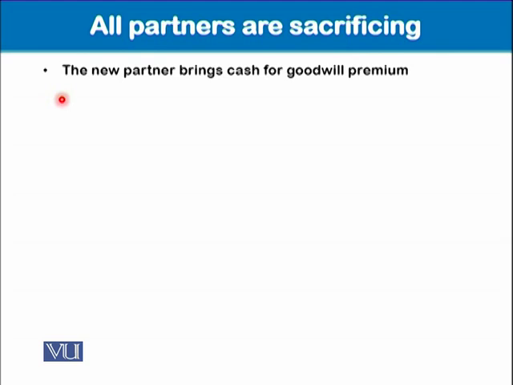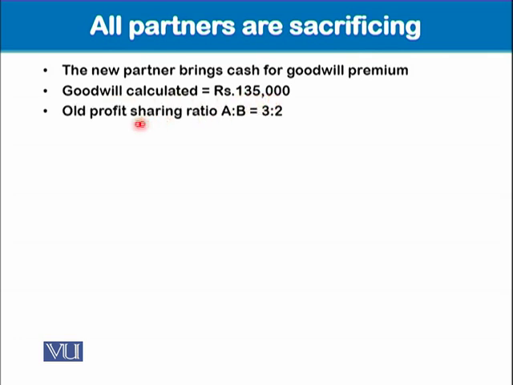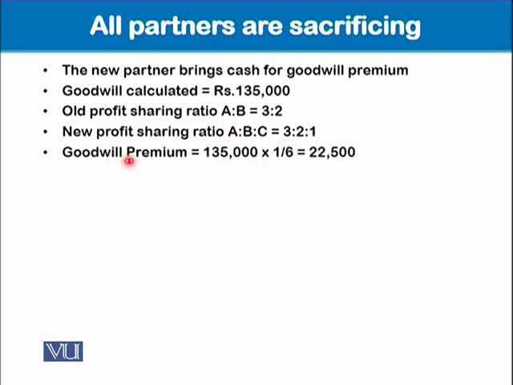In this scenario, a new partner brings cash for goodwill. Goodwill is 135,000 and the old partners' ratio is 3:2 and the new profit sharing ratio is 3:2:1 for A, B, C respectively. The goodwill premium is worked out as total amount of goodwill times 1/6 share. We can see 1/6 is the share of the new coming partner. So the goodwill premium is 22,500.